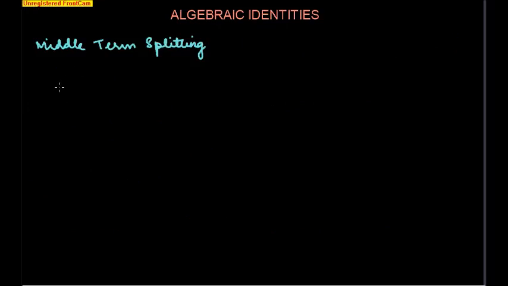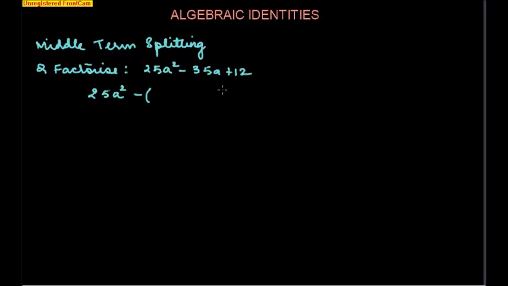Now another question, which says factorize 25a square minus 35a plus 12. Now how do we factorize this? Our very first step should be that I write the first term as it is. This minus sign as it is. I put the brackets and I write down the coefficient a here plus 12.